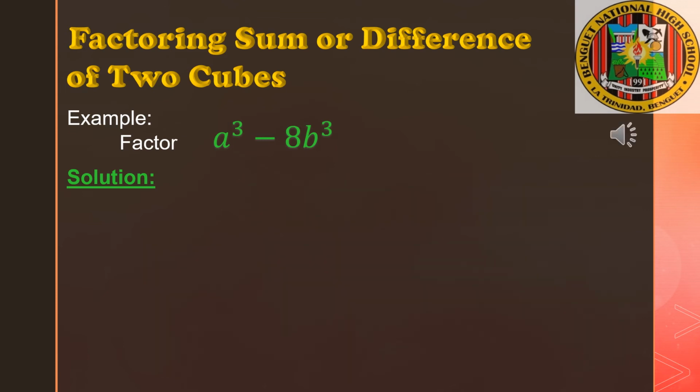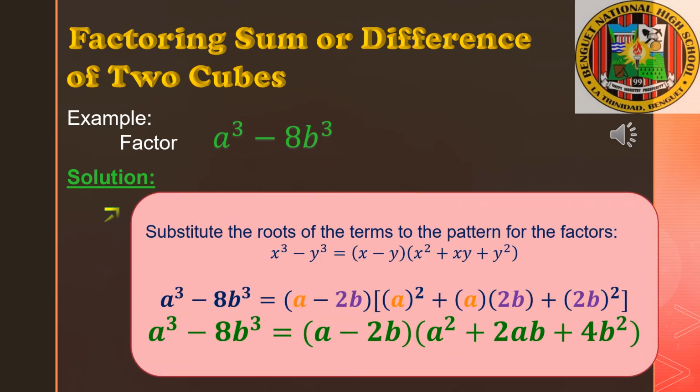After solving for the roots of the terms, we now substitute the roots of the terms to the pattern for the factors. As we said, the binomial is a difference of two cubes. Thus, we substitute a and 2b for x and y in the pattern. If we follow the processes right, we will have the factors the quantity a minus 2b and the quantity a squared plus 2ab plus 4b squared. Is the lesson now clear to you? You may always rewind this video, read your module, and ask your teacher if you need more clarification.